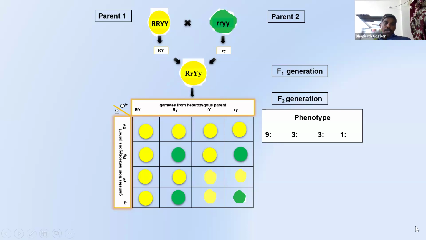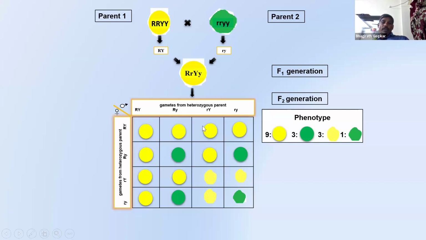So by selfing the F1 generation, we are getting the F2 generation. So in the F2 generation, we get four different gametes. By union of these gametes, we are expecting the F2 generation in the 9:3:3:1 ratio. 9 plants show round and yellow character. 3 plants show round and green, and 3 plants show yellow and wrinkled, and 1 plant shows green and wrinkled. This is the last one.